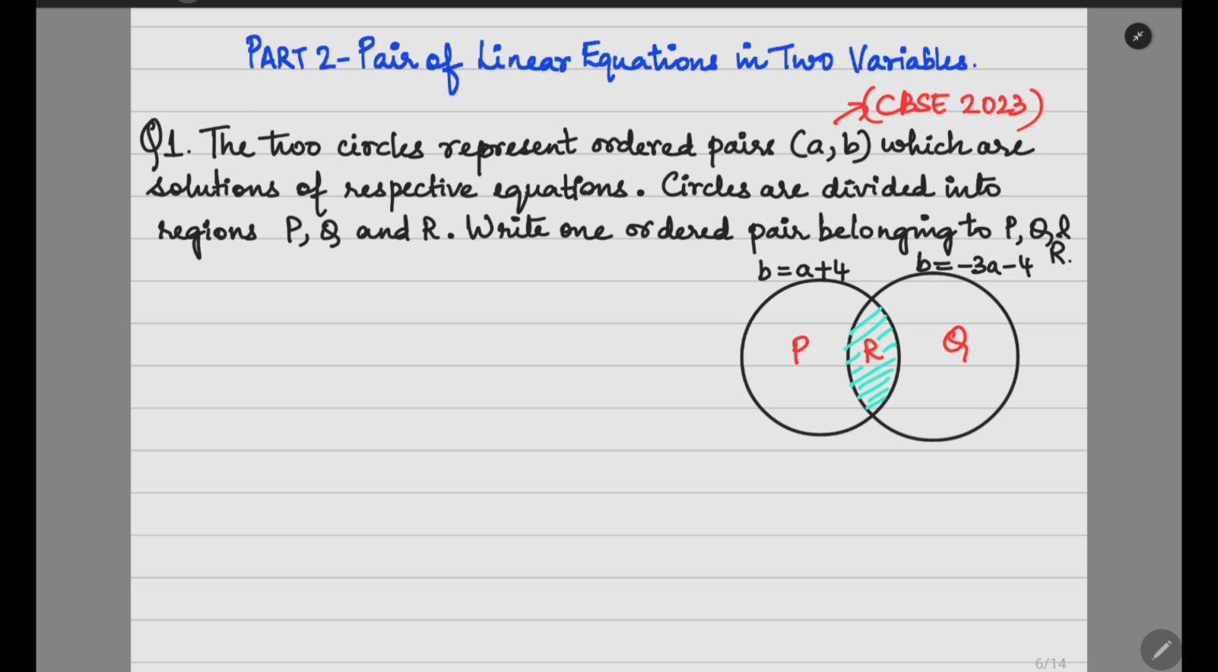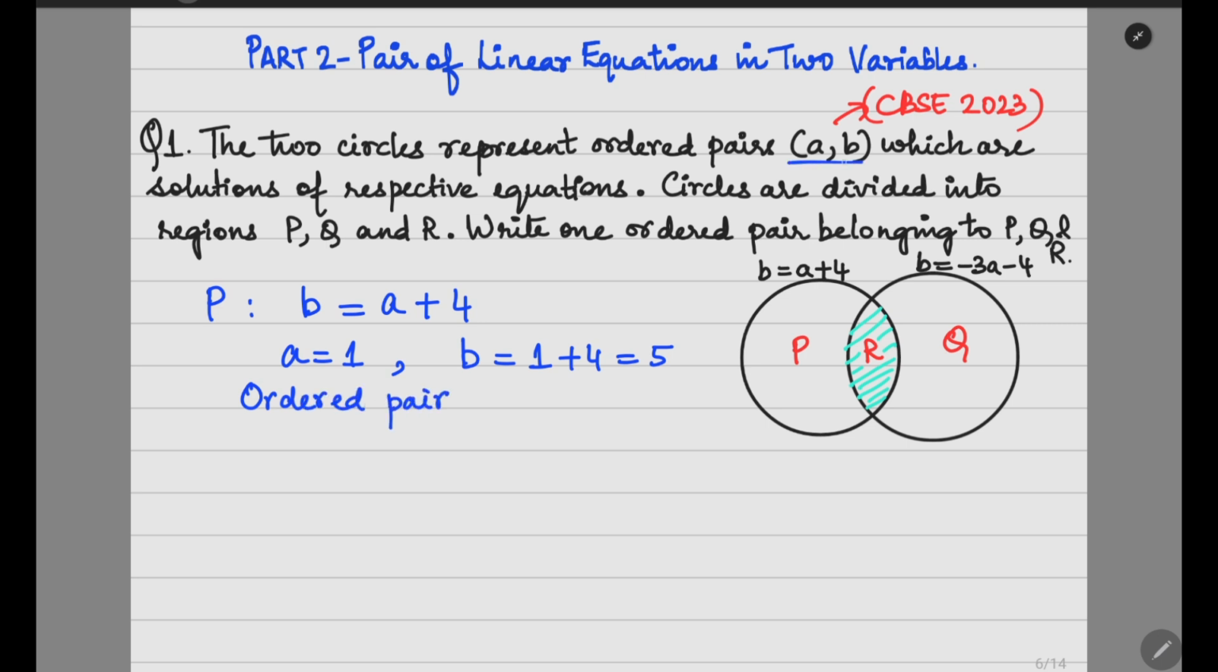Now let's take the first one. For the region P, the linear equation is b = a + 4. So if a is equal to 1, what will be the value of b? b will be 1 + 4, which is 5. The ordered pair is already given as (a, b). So the ordered pair for the region P will be (1, 5). This is the ordered pair for the region P.